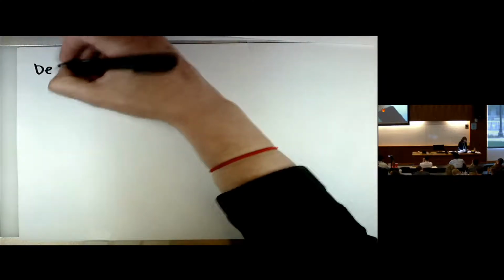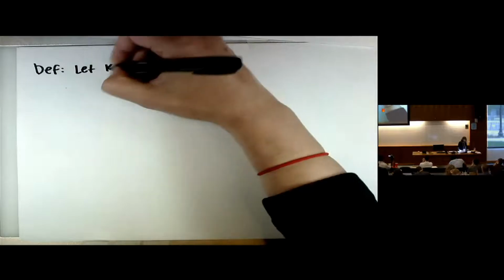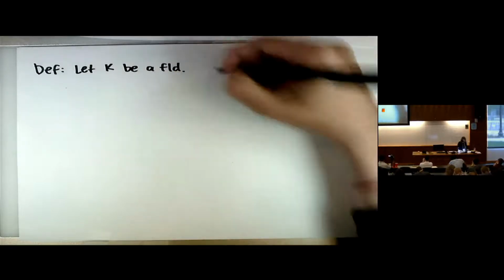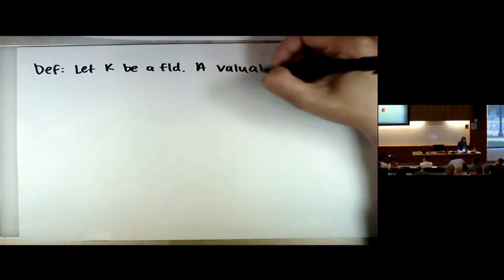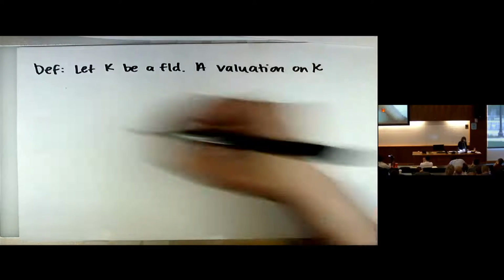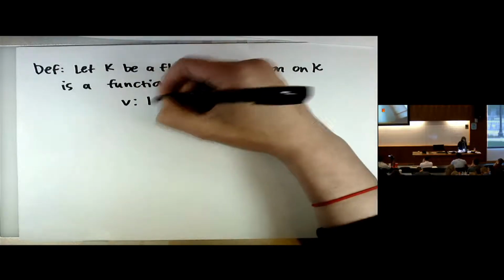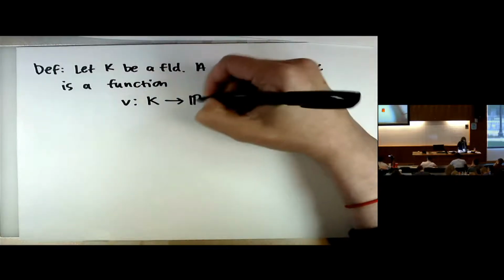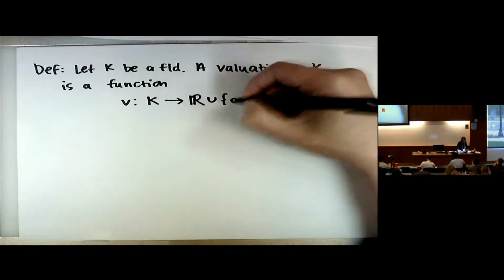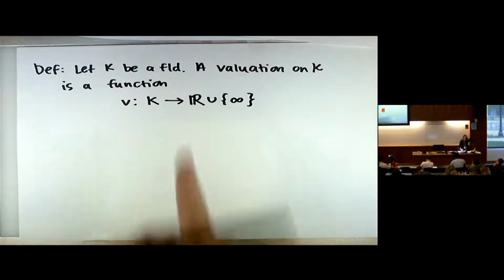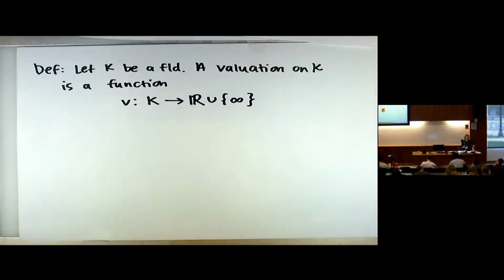Okay, so another definition. Let K be a field. It's always going to be a field. A valuation on K is a function. I'm going to call it v because I'm super creative. To R union infinity. And again, I wouldn't need to pick R here. People get much more creative than me on this, but we're going to focus on the case where the valuation takes a real value or possibly infinity.